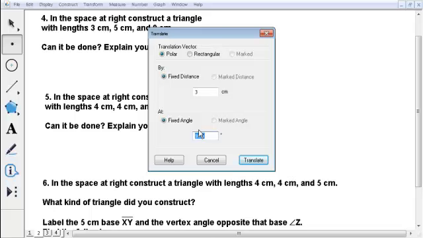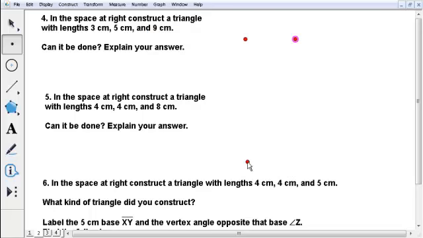We don't want our new point to be directly above. What we want is for it to be directly to the right. So go ahead and change that fixed angle to 0 degrees. You can see here it created it directly to the right, and hit translate. And now you have that new point. If you select the original point as well and hit Control L, you've created a segment, and if you measured that, you would see that it's exactly the length of 3.